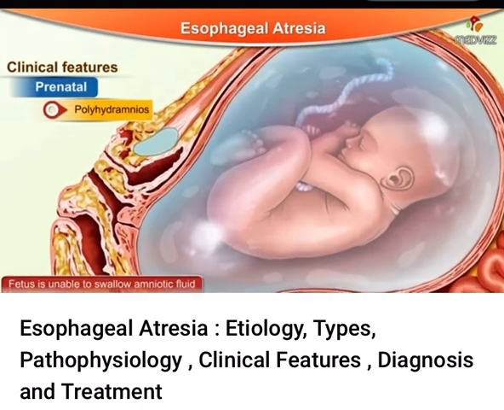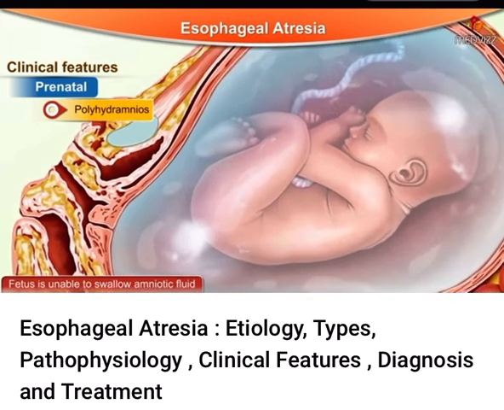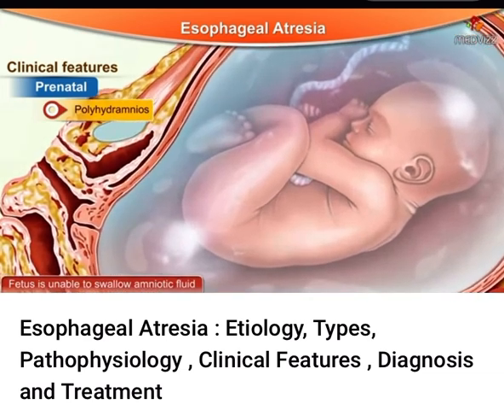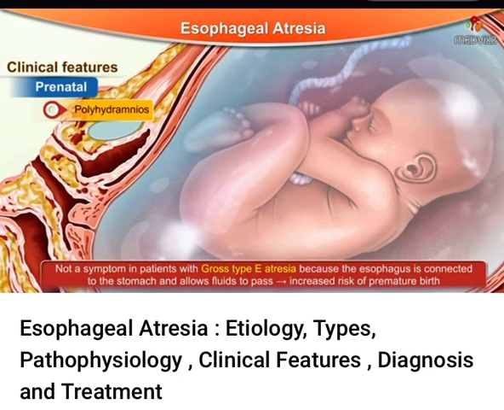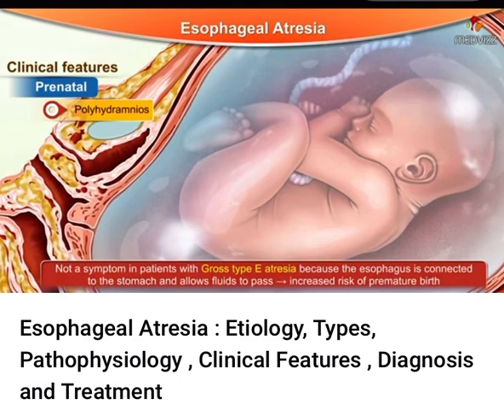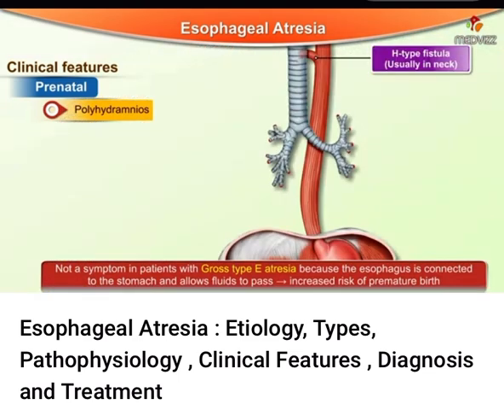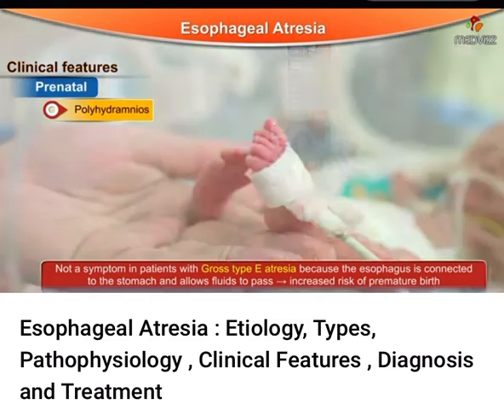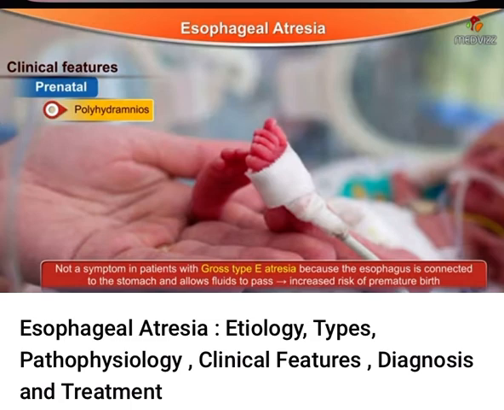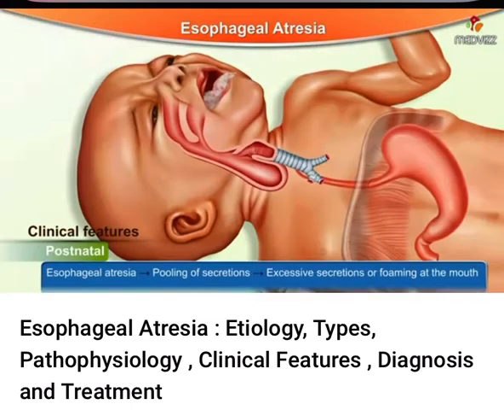Polyhydramnios due to the fetus being unable to swallow the amniotic fluid is a common feature found prenatally. Polyhydramnios is not a symptom in patients with gross type E atresia because the esophagus is connected to the stomach and allows fluids to pass, resulting in an increased risk of premature birth. Whereas postnatally, esophageal atresia results in pooling of the secretions causing excessive secretions or foaming at the mouth.